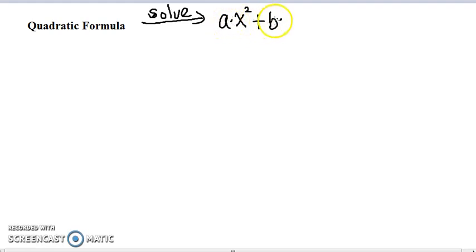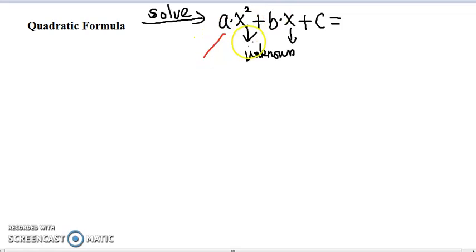Notice a and b, they are what we call constants, but they are just numbers. But x is unknown, x is a variable. a and b are the numbers we know, and times another variable x, and plus another number, a constant. So these two x's are unknown, but a, b, c, they are known.